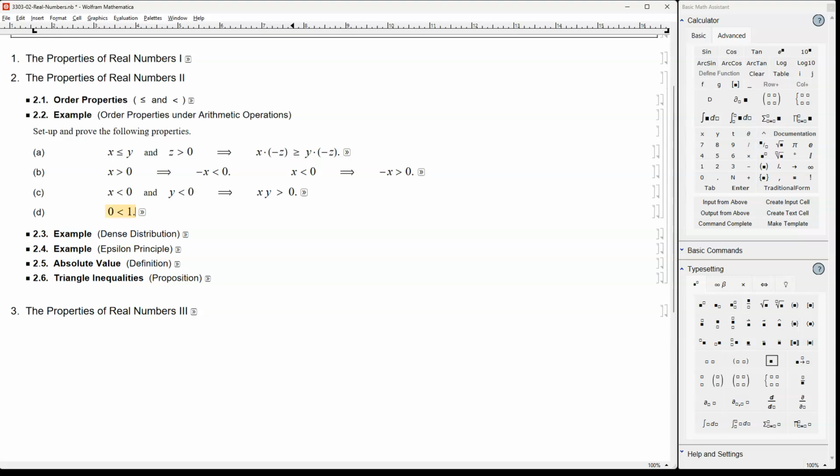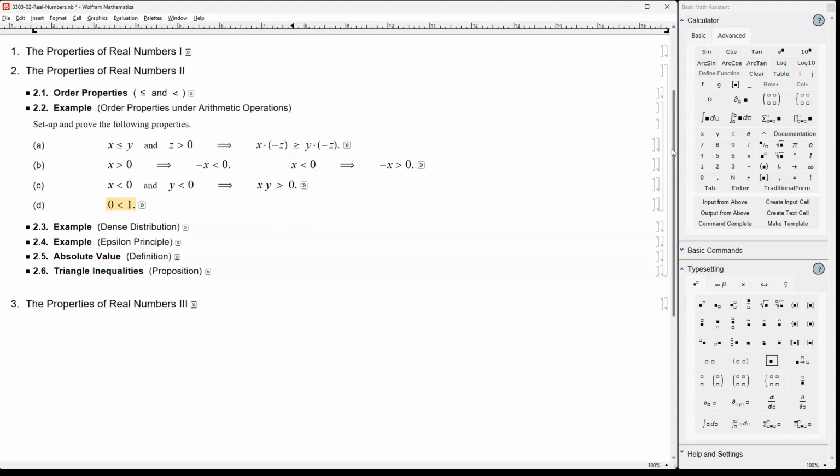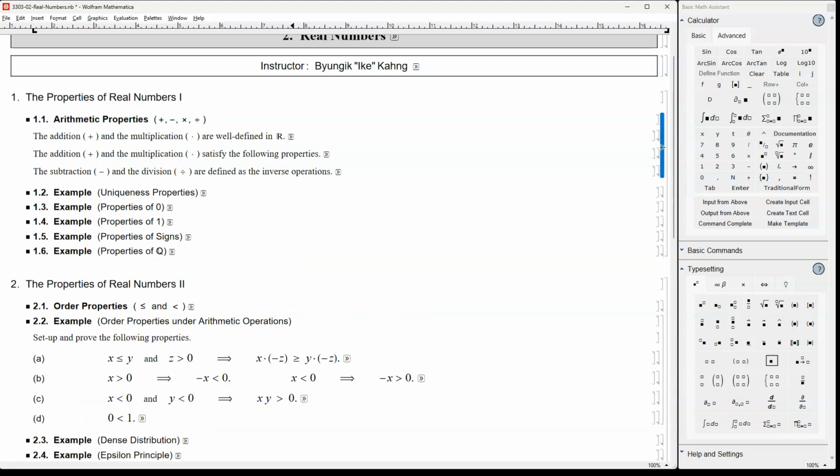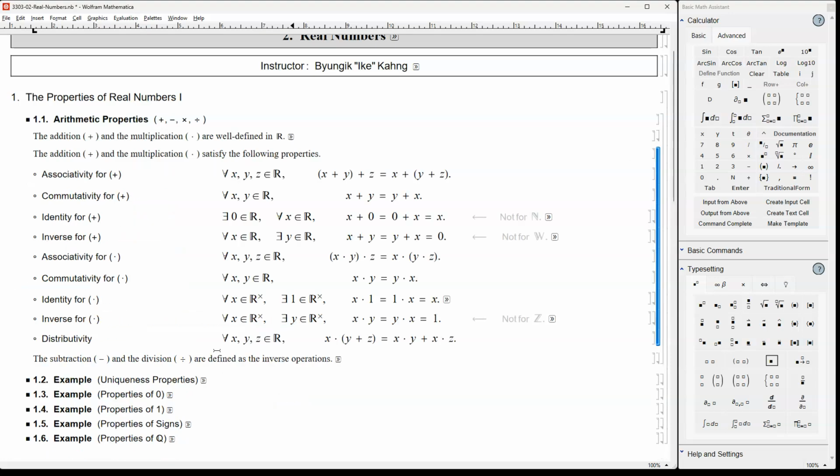Here's something interesting. Can we actually prove 0 is less than 1? And 0 is not equal to 1. That much is certain, because that's the way we built the arithmetic properties of real numbers.